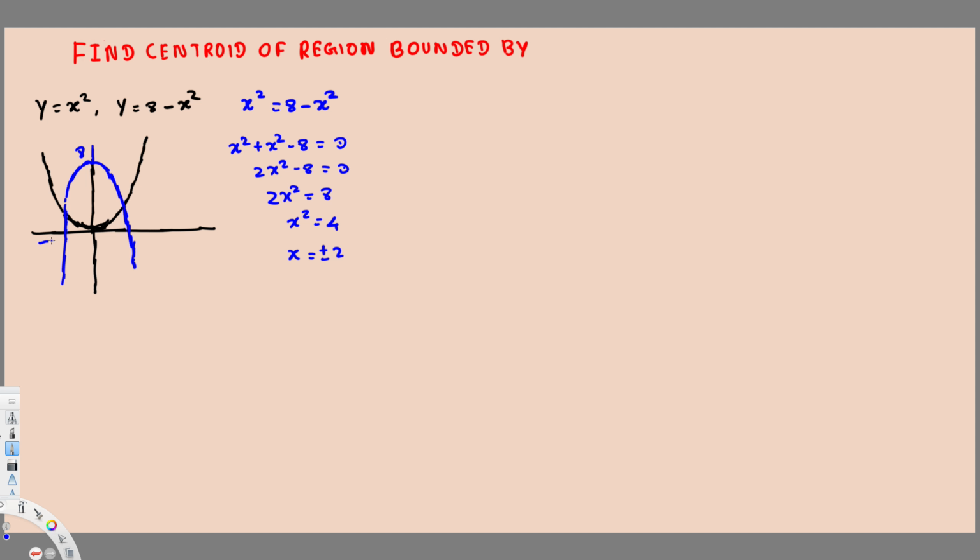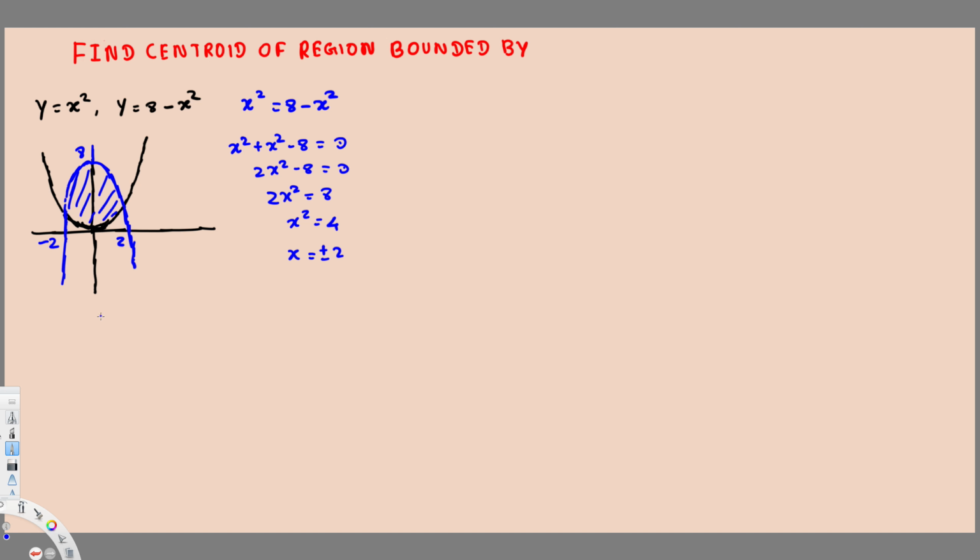So we know that this is going to be minus 2, this is going to be plus 2, and so from this one it looks like our x bar is going to be 0, because this is the region we are interested in, right? So here, if you notice, the center is almost like 0, but however, we just calculate and see what we get.